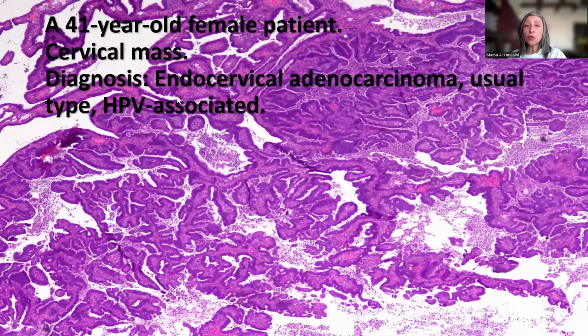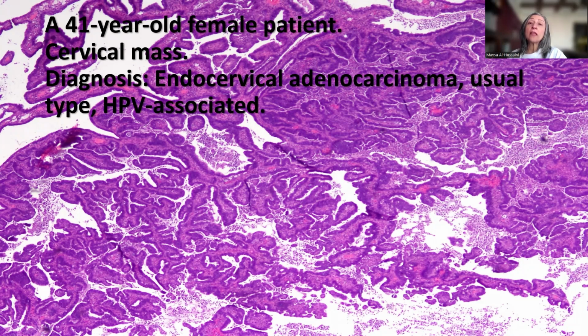So the final diagnosis in this case is endocervical adenocarcinoma, usual type, HPV associated. Remember that you always have to pay attention to the age of the patient as well as the location of the tumor. You always have to pay attention to small subtle clues that can help you to render the diagnosis. In this case, the association with high-risk HPV. These are the basal apoptotic figures and the floating or apical mitoses detected on low to intermediate power magnification.